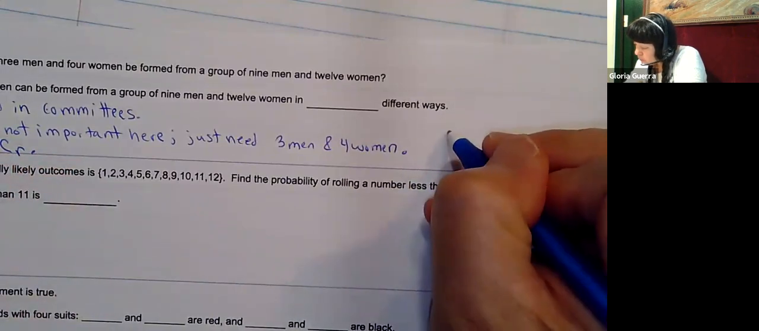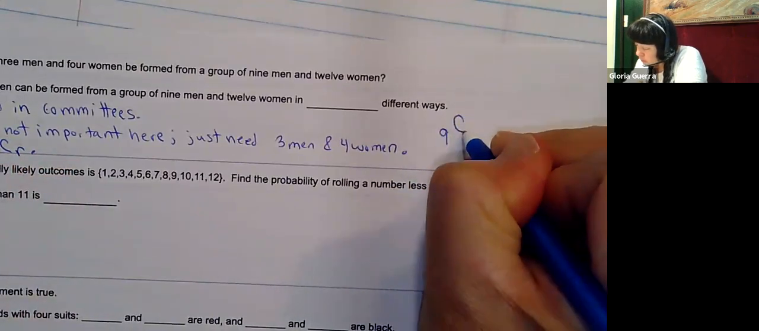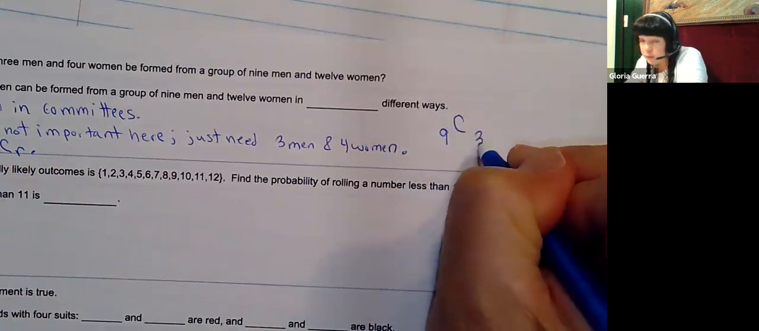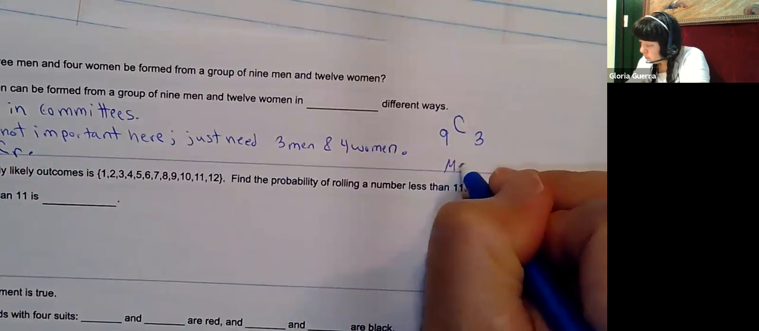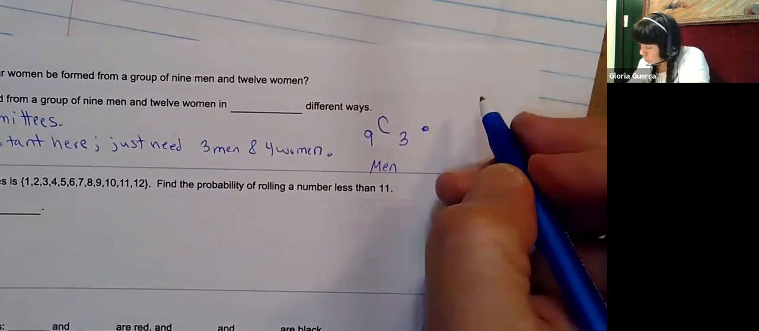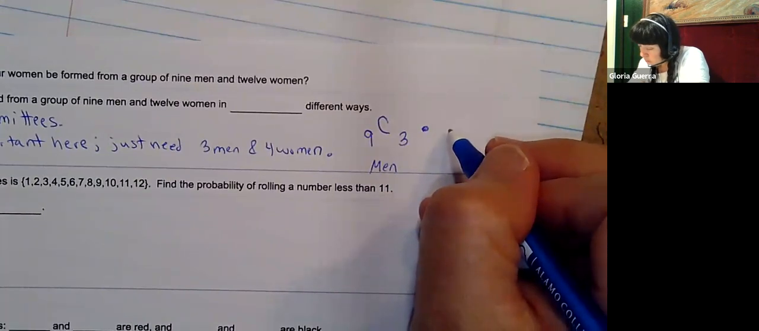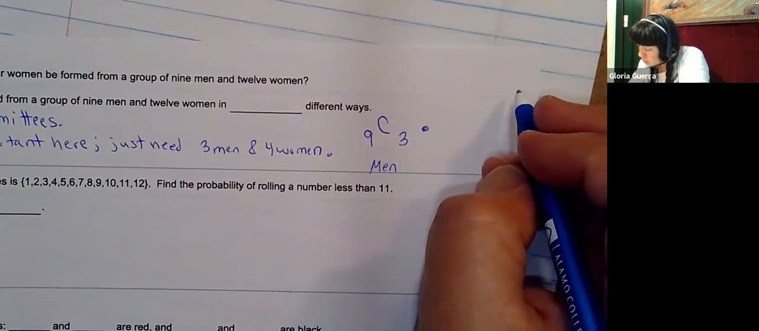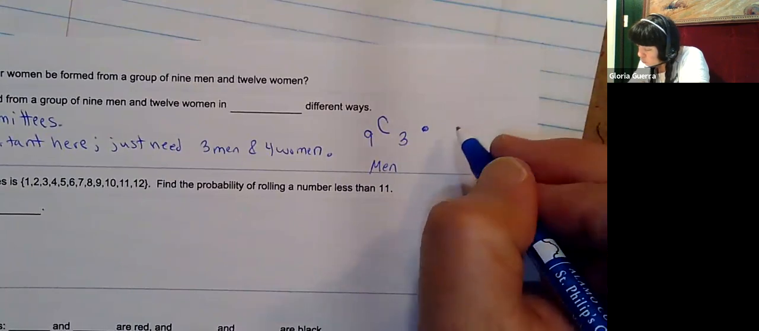9 men. Okay, so 9 combination, and you're choosing 3. These are the men. Now here you're going to do times, and then the women, 4 women are going to be selected from 12 women.